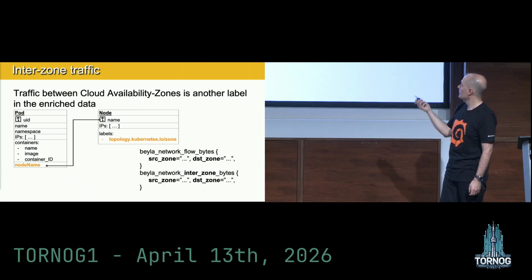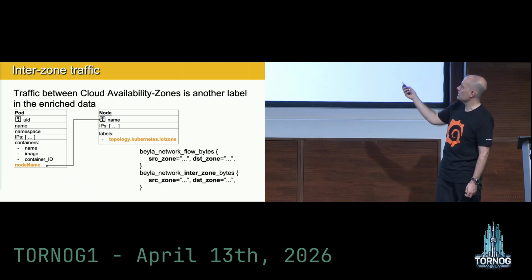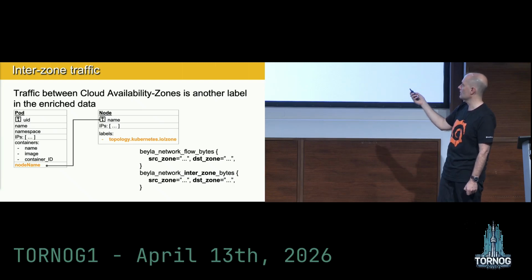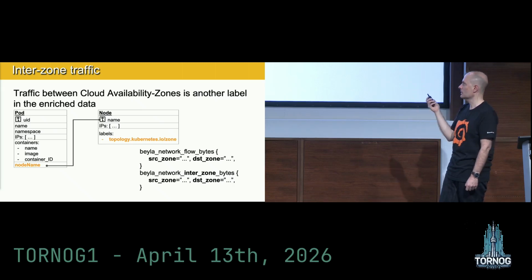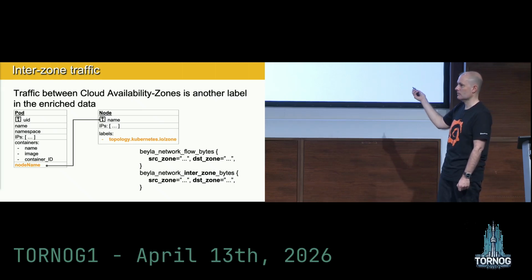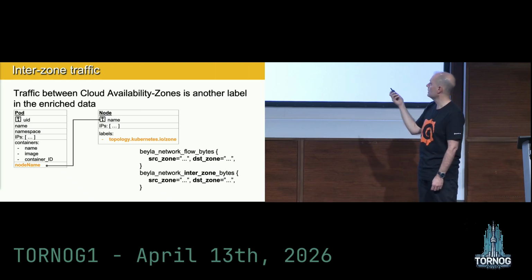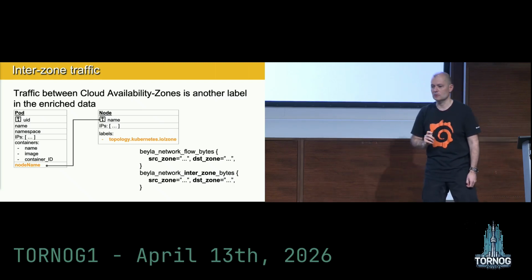So when eventually we produce this information and we enrich it, the network flow bytes metric contains source zone and destination zone. And then we also put inter-zone bytes in a separate collection, because some customers want to just look at this information, not the actual flow bytes. They're not interested in the network traffic. They're interested in just the cross-zone traffic.